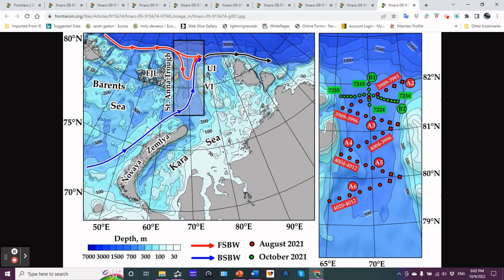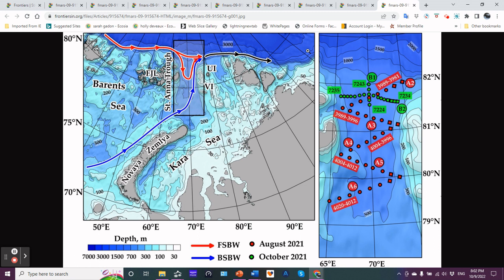So by looking at this local, what's going on here, they're actually able to explain why the Laptev thus far, they didn't state in their paper here, but I am making the extrapolation. It probably explains why the Laptev has thus far not fully succumbed to Atlantification. But it will eventually. It's just that this mechanism is going to delay that process.